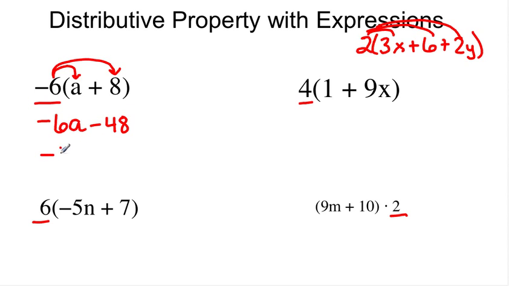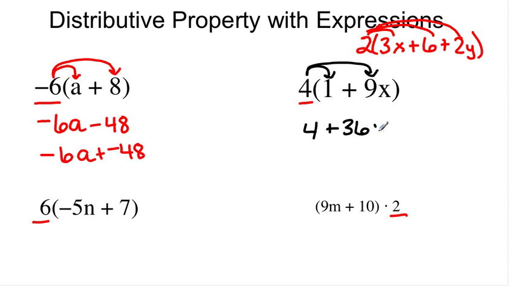Note that that is the same as negative 6a plus negative 48 if you wanted to have that as an answer. All right, let's try this problem. I need to take the 4 and multiply it by the 1 and the 9x. 4 times 1 is 4. 4 times a positive 9 is a positive 36x.